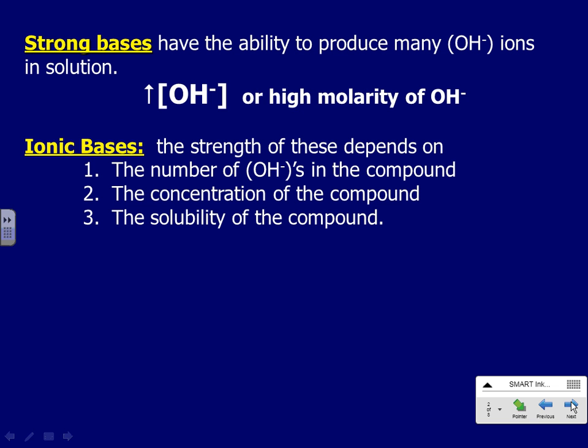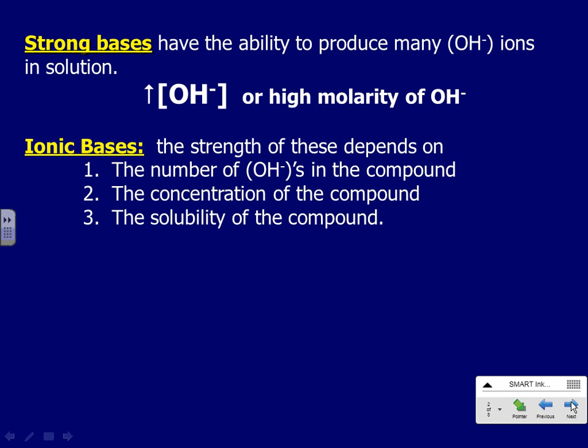But if I were to dissolve barium hydroxide in water, then I would have two OHs fall off for every single barium hydroxide. If I had the same number of moles of sodium hydroxide and barium hydroxide that I dissolved in water, the barium hydroxide would actually be twice as strong because I'd end up with twice as much OH in the water. So the number of hydroxides that are able to be released in the water per ionic entity determines the strength.